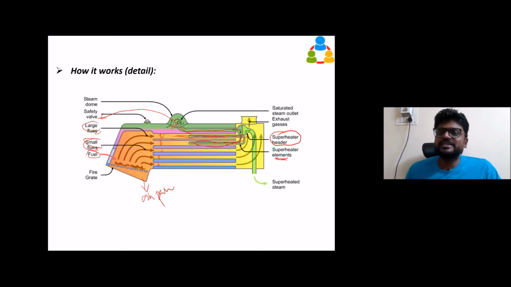The wet steam will become dry. So the dried steam will come out of this. To show the difference between the wet steam and dry steam, they use this color coding. Dark green is wet steam, light green is dry steam, like superheated steam, because they don't want to send the wet steam inside the cylinder.